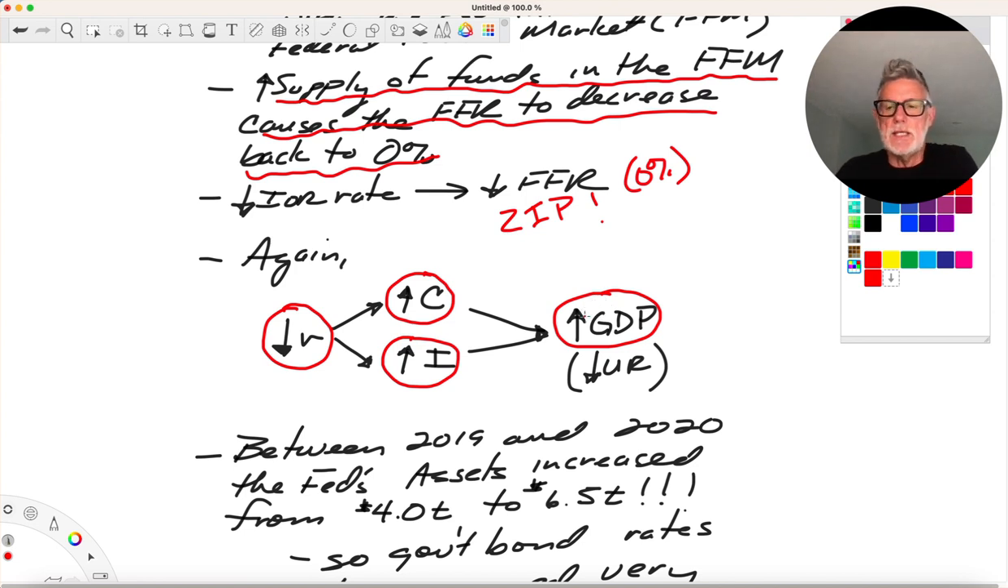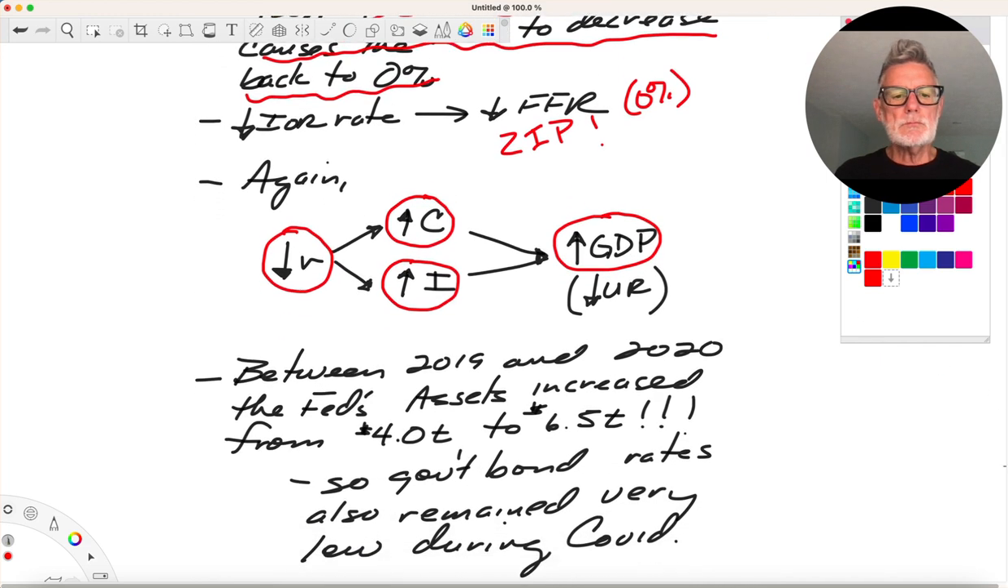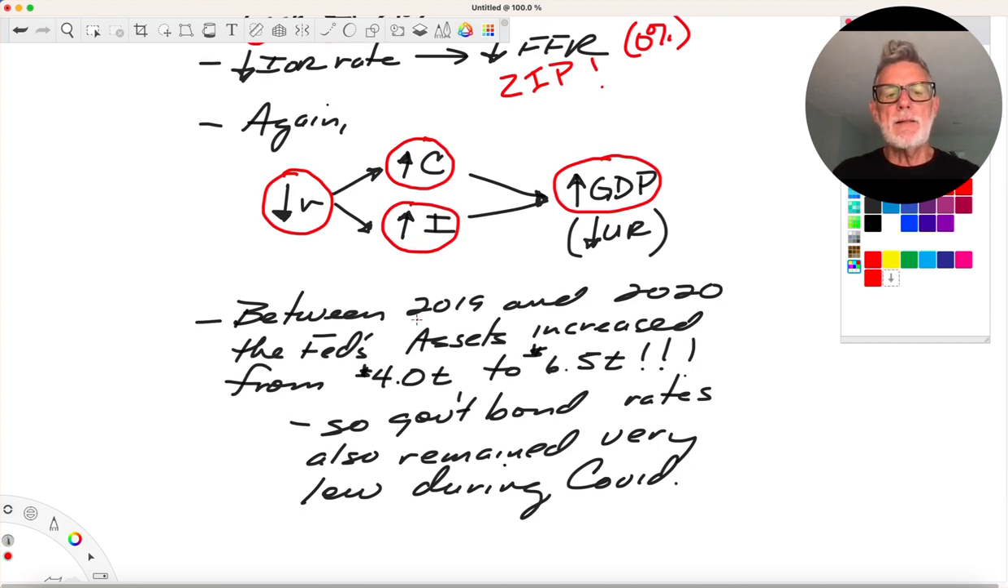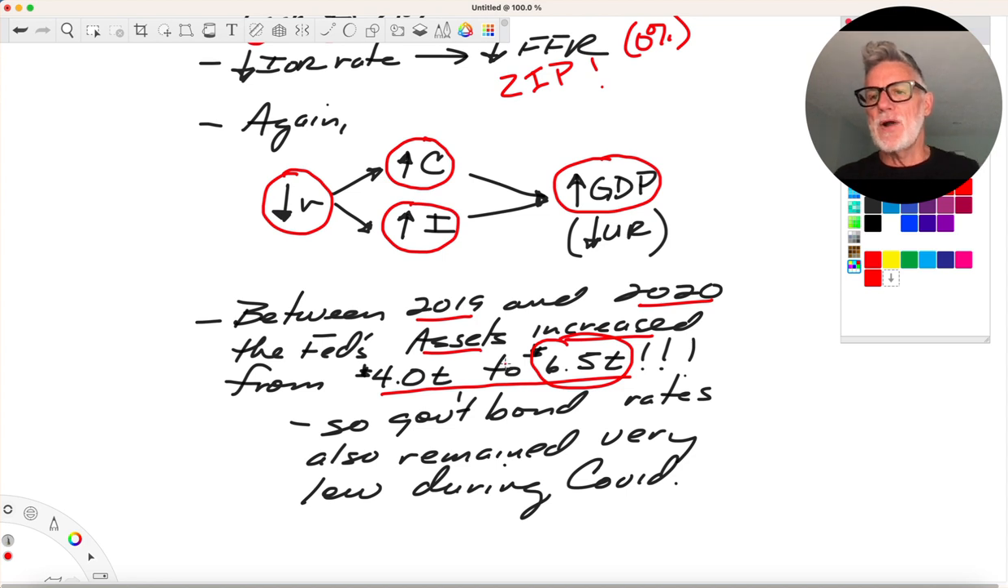It looks like due to COVID, we're moving into a severe recession. What can we do to soften that recession and prevent the big D word, which is called depression? So between 2019 and 2020, the Fed's assets again increased. During COVID, the Fed dramatically increased its assets again from roughly $4 trillion to $6.5 trillion. So now the Fed's assets are at record high levels, and of course the supply curve for reserves is shifting even farther out to the right.